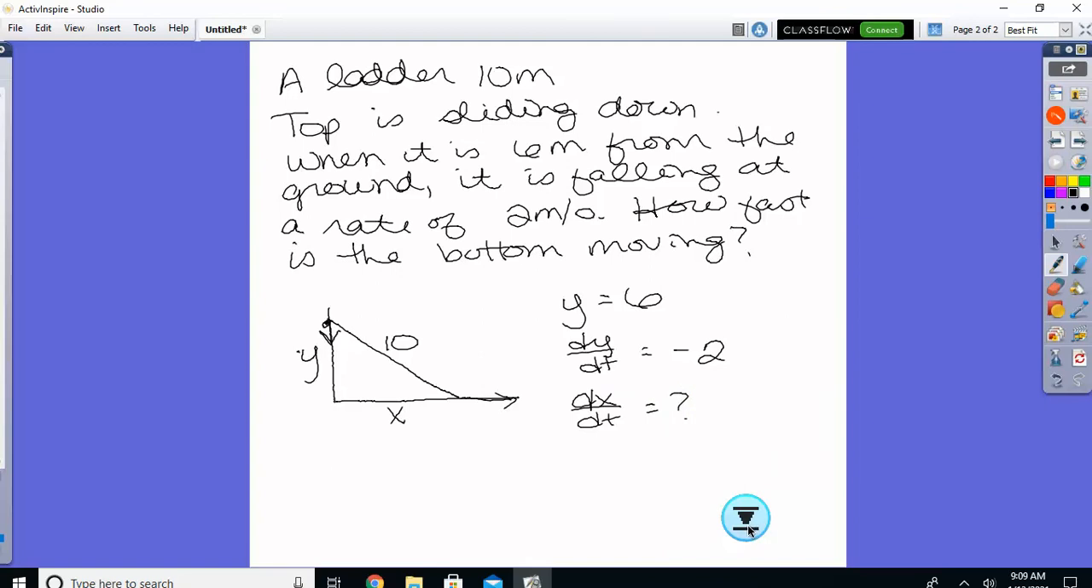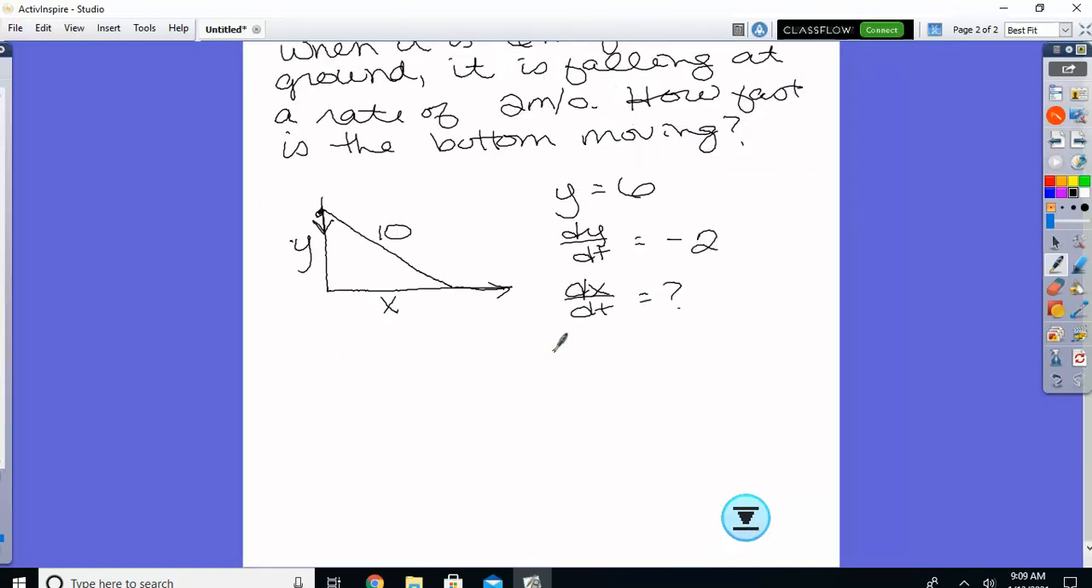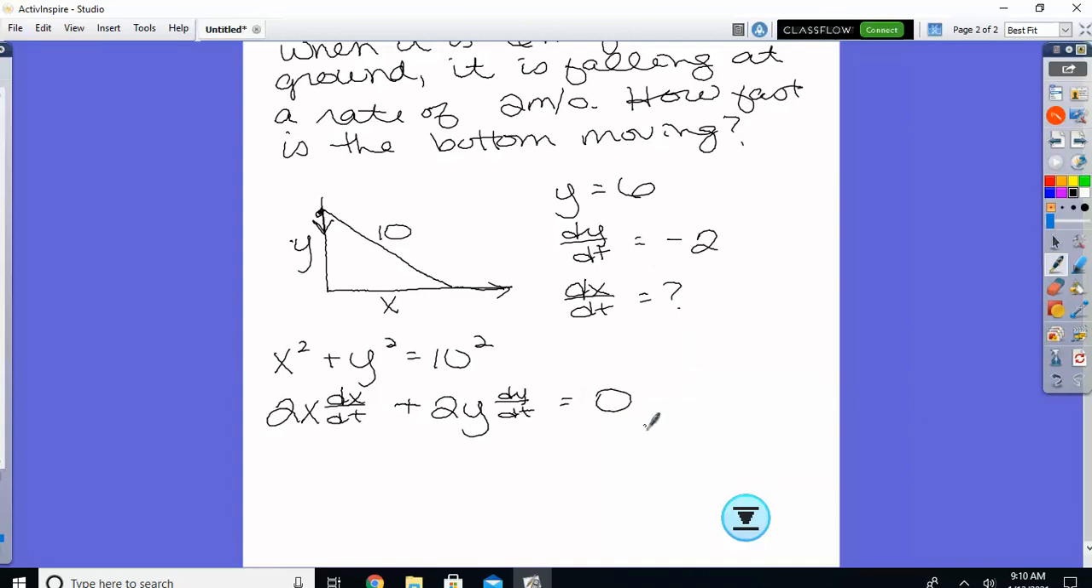Okay. What formula do we use? Pythagorean theorem. X squared plus y squared equals 10 squared, or you just call that 100. When you do this derivative, the derivative of x squared is 2x, and we put a dx/dt with it. Derivative of y squared is 2y dy/dt. What's the derivative of 10 squared or 100? 0, it's a constant.